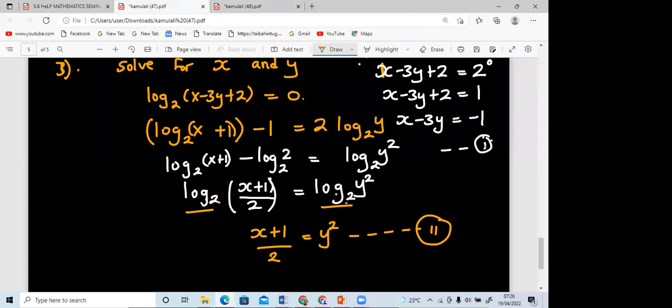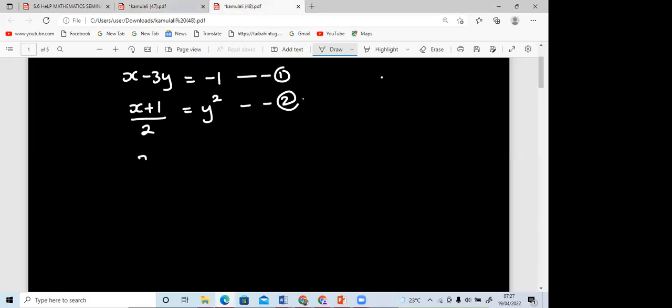So this is what we had. Hope everyone is well conversant with what we have here. I'm going to come back here, and it's the same as x plus 1 equaling 2y squared. When you look at this, you notice that it's going to yield a quadratic equation. So when I look at question 1, I have x minus 3y is equal to -1.